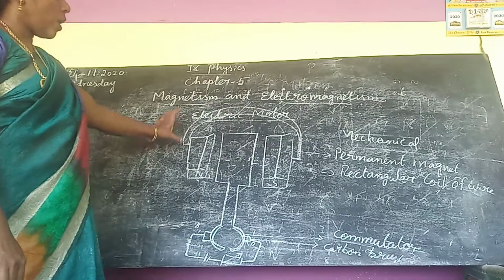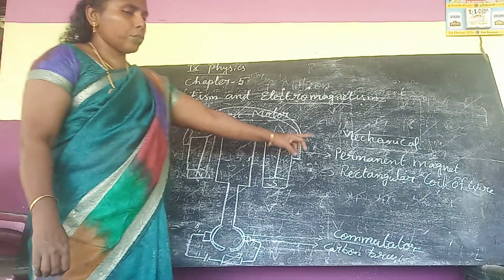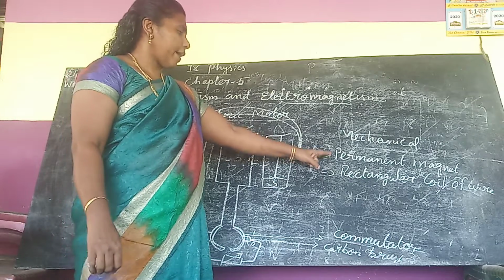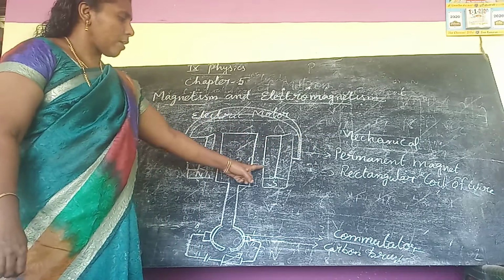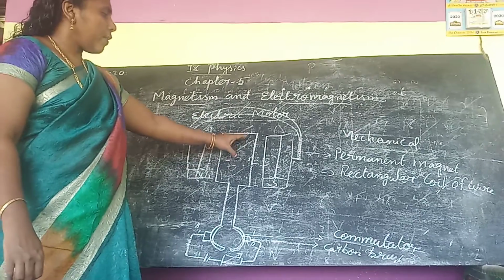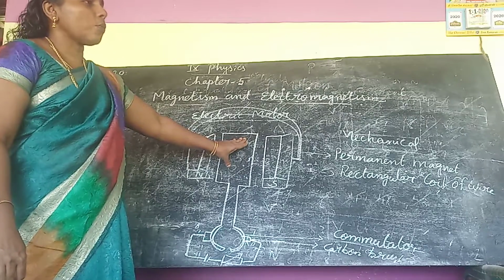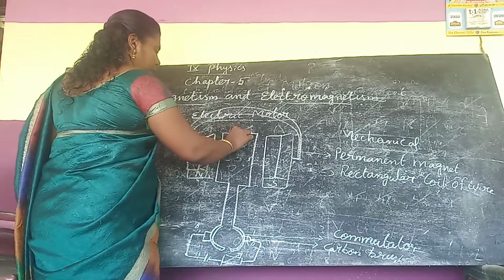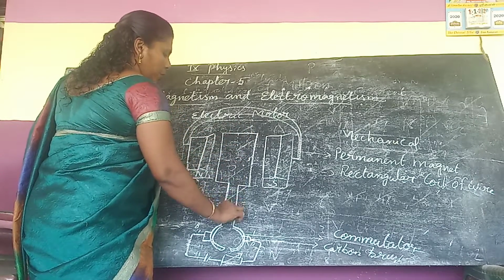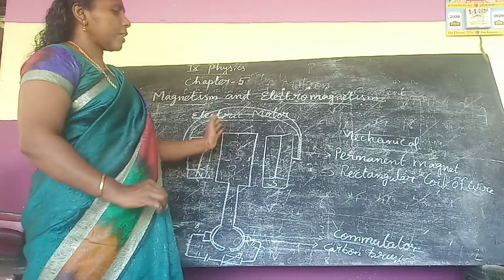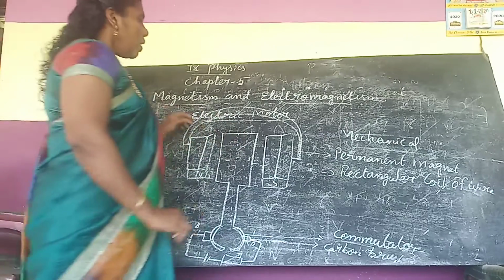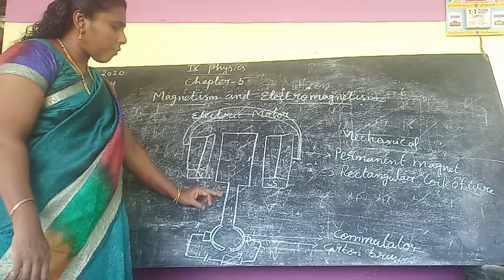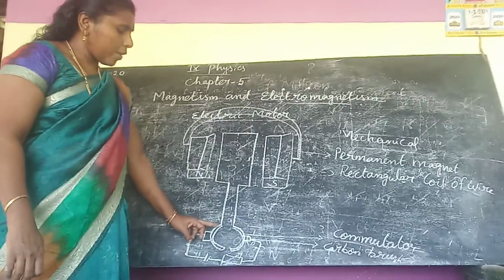See, first you have to draw the diagram, then you have to mark the parts. First, what is this? Permanent magnet, and in between are the two poles of the permanent magnet. Then the rectangular coil of wire. At the middle of the coil is the axle, and by using this axle the rectangular coil of wire will rotate. Now just write here rectangular coil of wire.